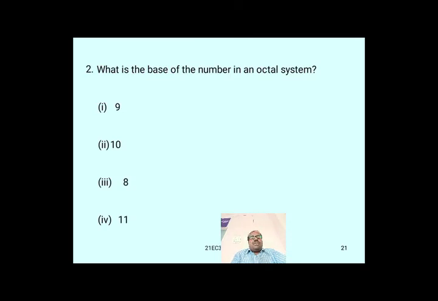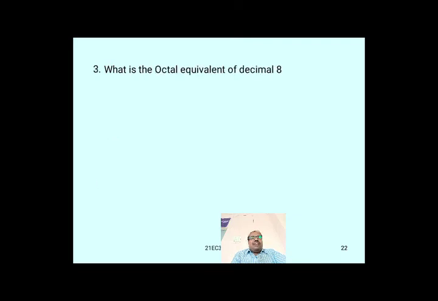Already we have seen the first one. In that, how many values are there? 8. So the base is also 8.